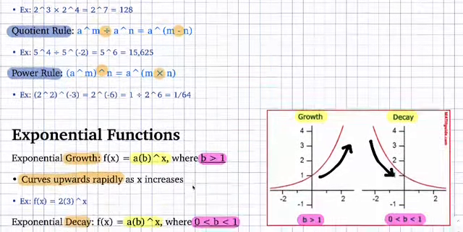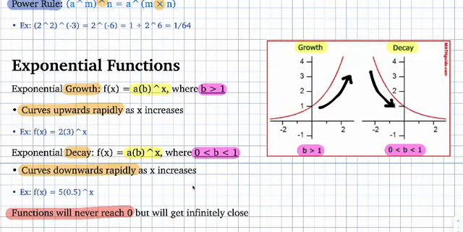Let's talk about exponential functions. Exponential growth. We have a function f of x equal to a times b to the power of x, and b is greater than 1. This means that the function will curve upwards rapidly as x increases, and we can see this here. Let's take an example. f of x equal to 2 times 3 to the power of x. As b is greater than 1, the function will curve upwards rapidly as x increases.